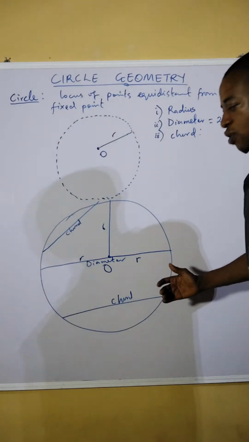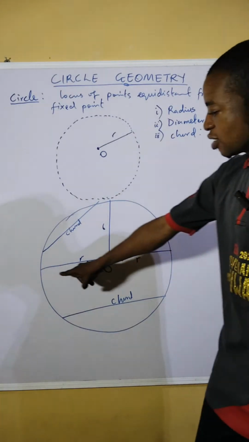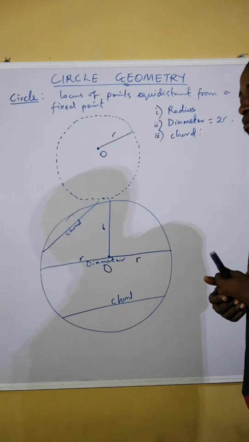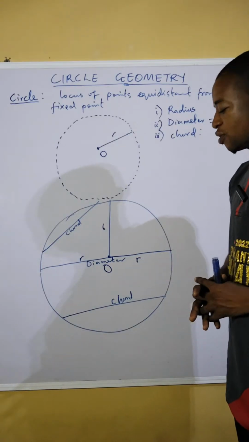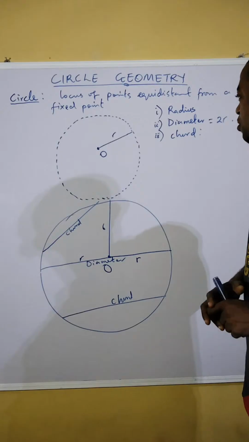Then when we look at something here, we discover that the diameter also touches the circumference at both sides. So the diameter is also a chord, which is a special chord. That is the longest chord of a circle. The longest chord of any circle is the diameter.